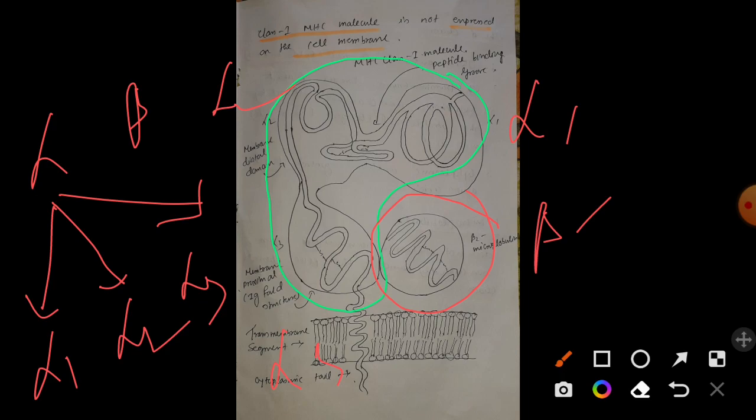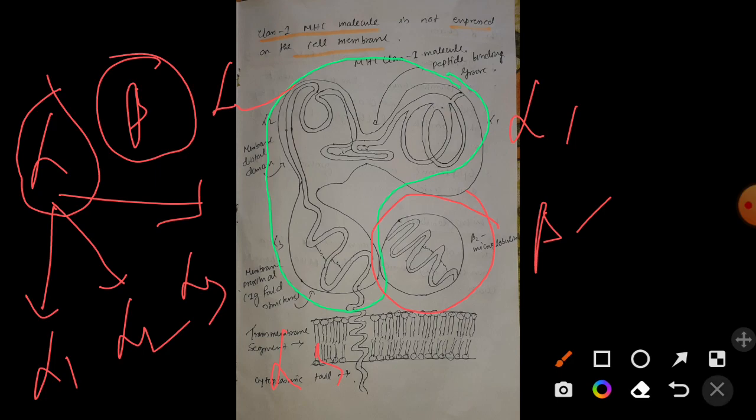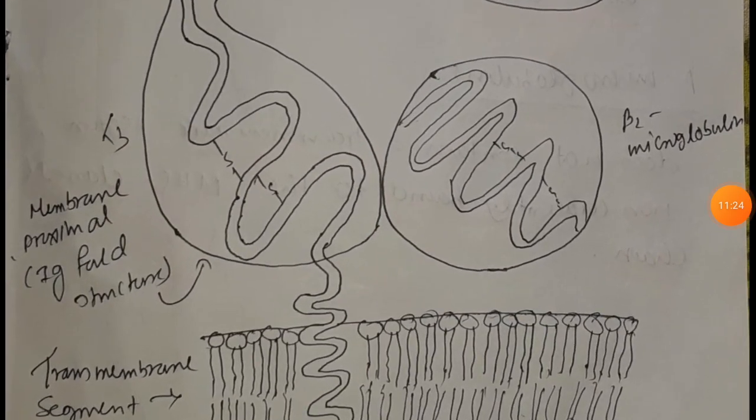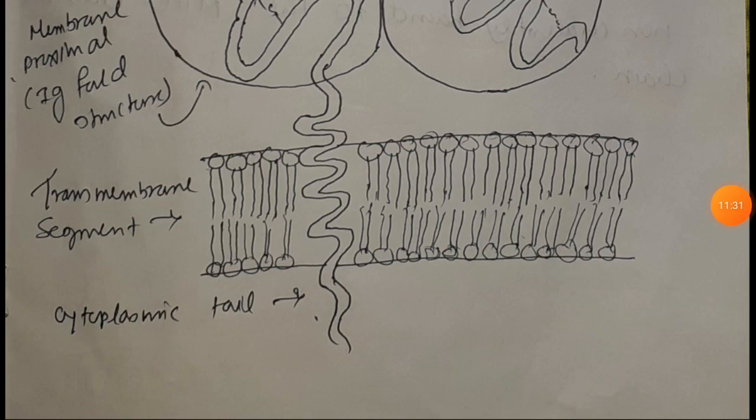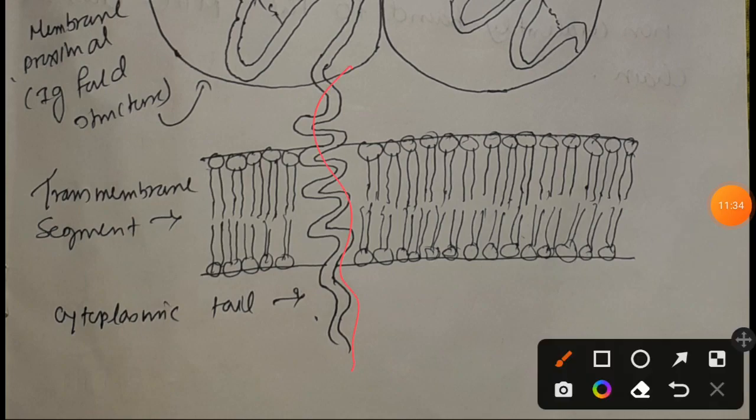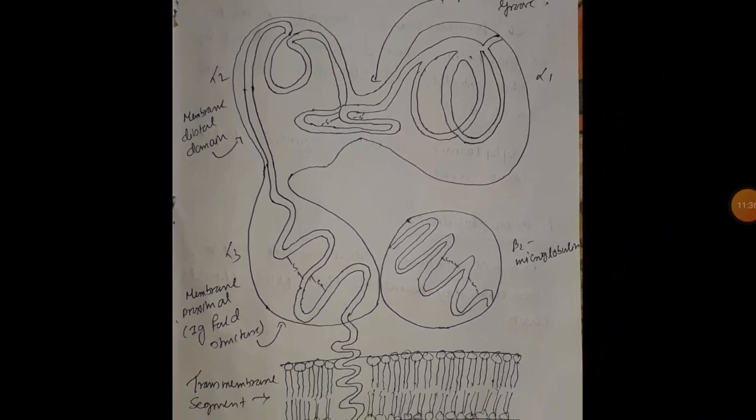Now this alpha part is about 45 or 43 kilodalton, and it is a transmembrane glycoprotein, remember it. And beta is 12 kilodalton, and there is no transmembrane region present on beta. As you can easily see, there is no transmembrane region in case of beta, but in case of alpha there is a transmembrane region, right?